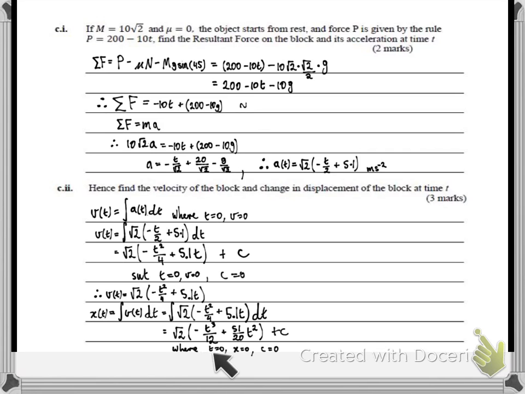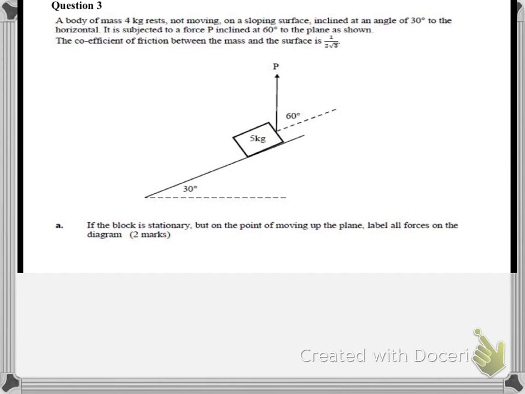Alright, so now let's apply our initial condition. It's starting from some origin position, so when time is 0, the displacement is 0 because it hasn't moved, and so we get the integration constant c is also 0. Therefore, let's express our displacement function in full. There it is. Okay, how'd you go with that? Let's look at the next part.